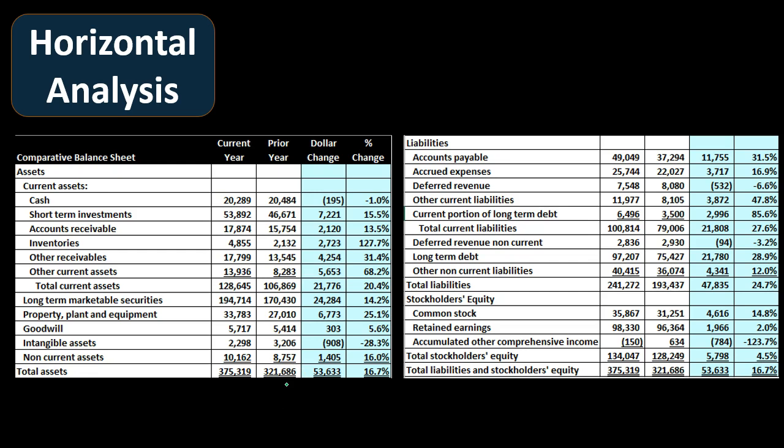We'll go into more detail about calculating the horizontal analysis, but just to get an idea, we'll typically have the current year, the prior year, and then the change from the current year to the prior year. And then we're going to take the percentage change.